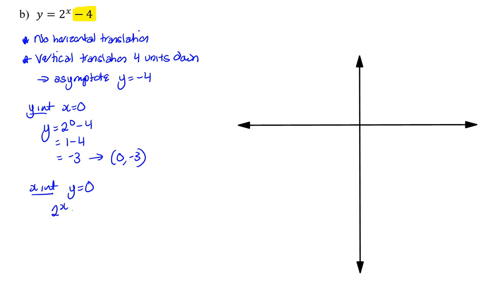And our x-intercept is when y equals 0. So 2 to the x minus 4 equals 0. 2 to the x equals 4. 2 to the x equals 2 squared. So that means x is 2. So we have 2, 0.